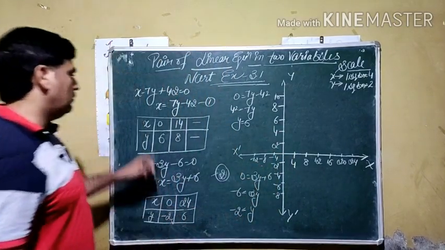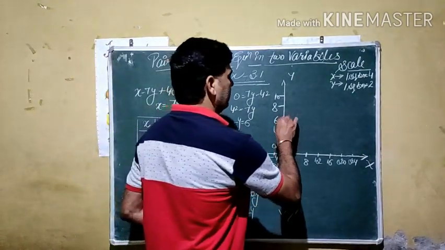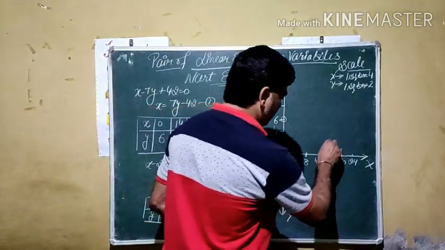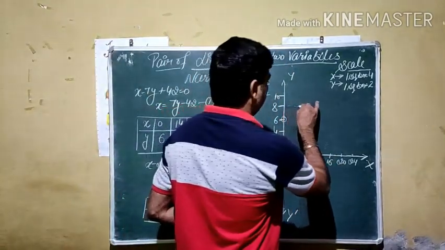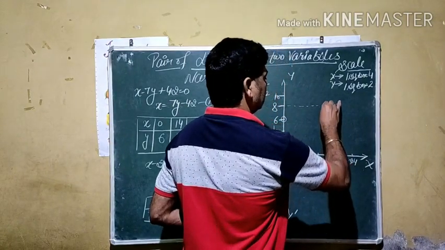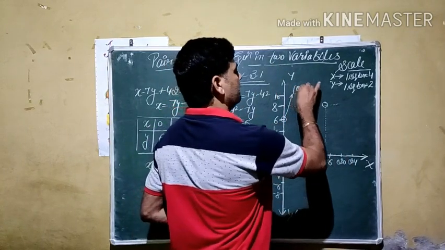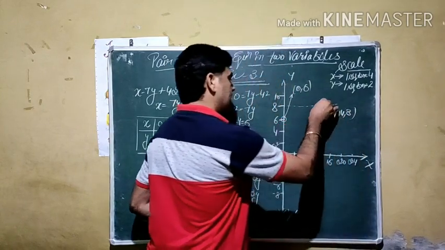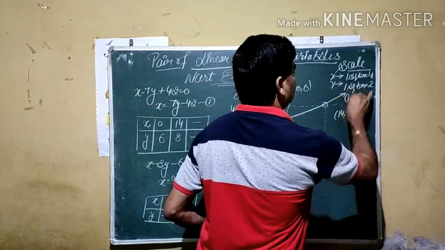Now the first point: on the y-axis, x equal to 0 means the y value should be 6. This is the first point of equation 1. The x value 14 is almost in the middle of 12 and 16, and y should be 8 here. We are showing an approximation. These are not exact, these are approximations. This point is our 0, 6 and this point is 14, 8. Join them with the help of a scale. It is a straight line. We are putting the label, line number 1.